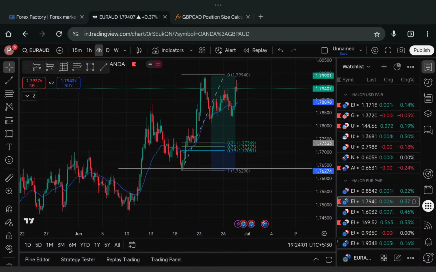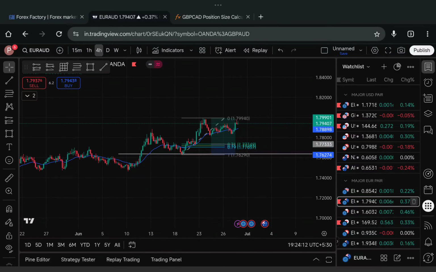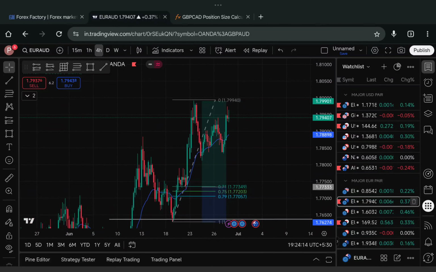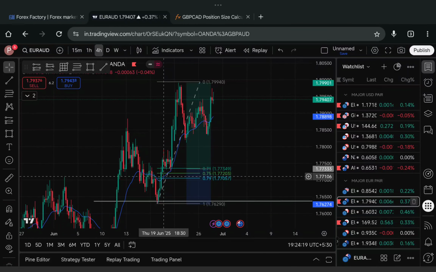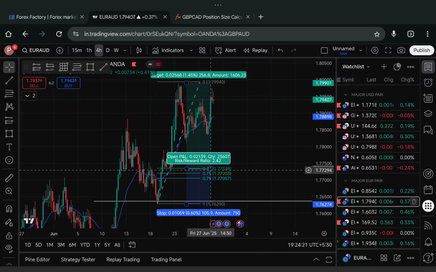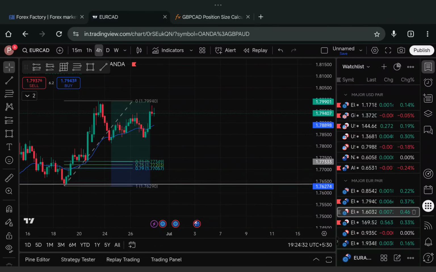Now with Euro AUD at the weekly time frame, as I can see, price is very bullish, and after a retracement, price is going up. At the 4-hour time frame, I have a potential trend continuation trade, and this is the fair value gap which I am aiming for. But I think I might enter at the 71% retracement level if at the 15-minute level I see a CISD. So I will just let it go and see what happens with this one.